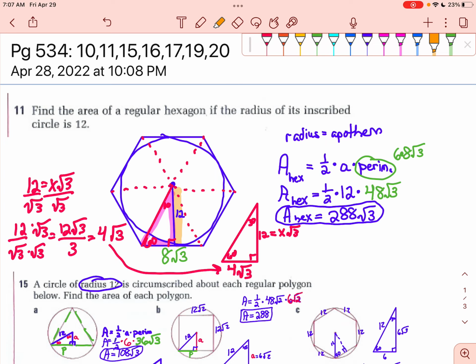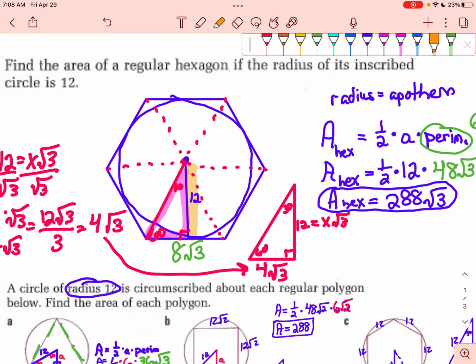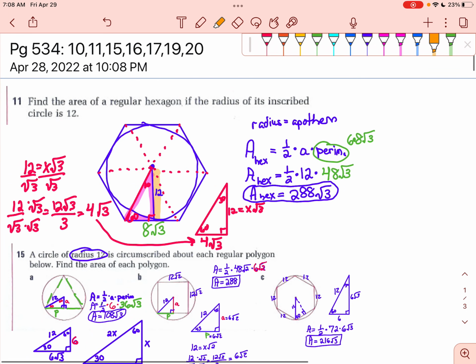Okay, if it said the radius of the hexagon, that would be different. That would be over here, this line. But they didn't. They said the radius of the circle. So I highlighted that 12 there in orange. And then I drew in my right triangle, guys. So as I drew in my right triangle, it ends up being, of course, a 30, 60, 90 because we're dealing with that regular hexagon.